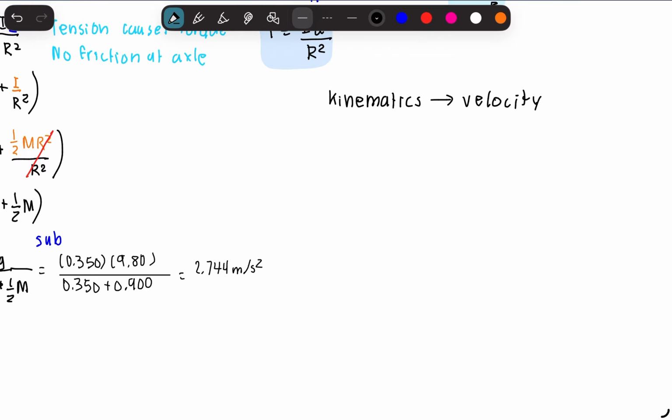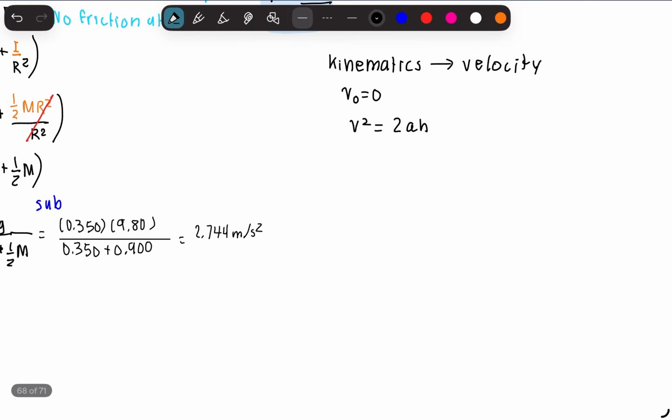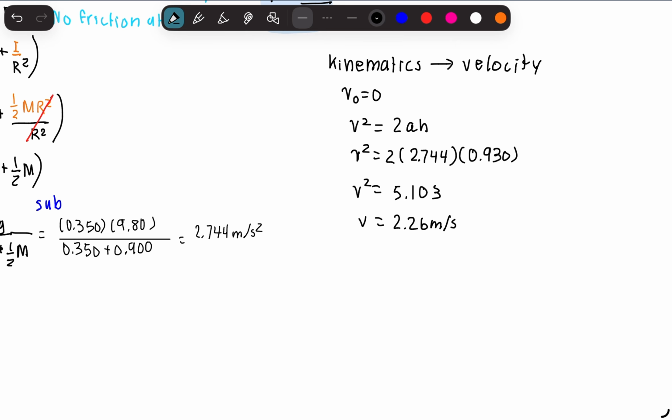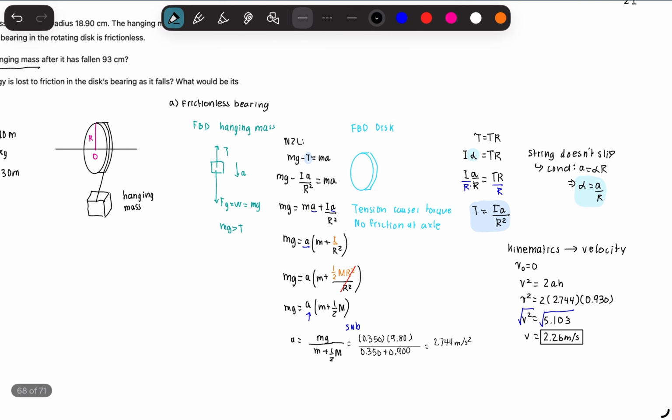So we know that it starts from rest. Therefore we have our equation, so we can plug in. We just found our acceleration and our height we were given. That is how you get your V. That is for part A.